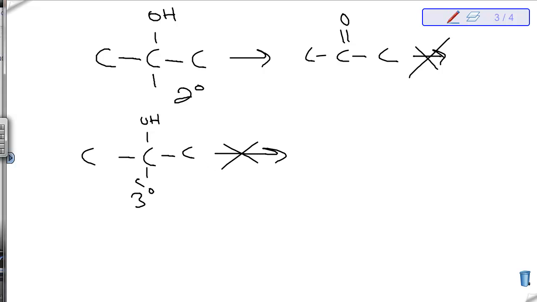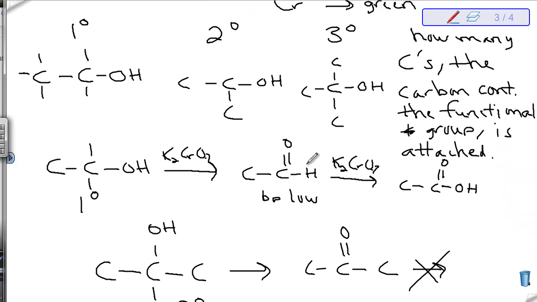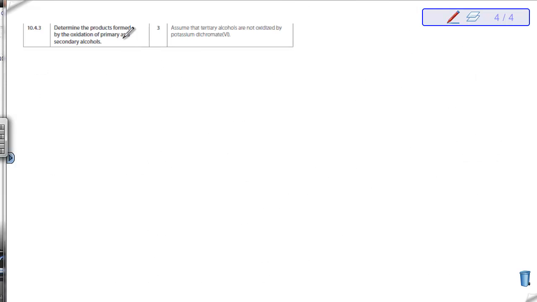So those are the oxidation steps for an alcohol. Please understand how to control it. Remember, the aldehyde in this step here has a low boiling point because of weak intermolecular forces. Therefore, it can be separated by heating very slowly and recondensing it later. The last point has actually already been covered. You see, it's the determination of the products formed by the oxidation of primary and secondary alcohols.